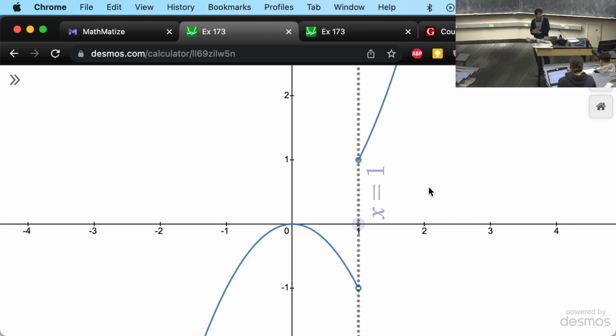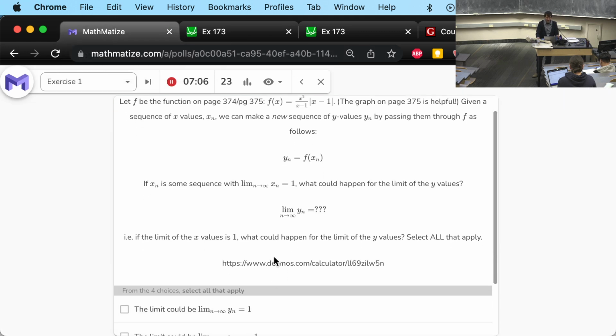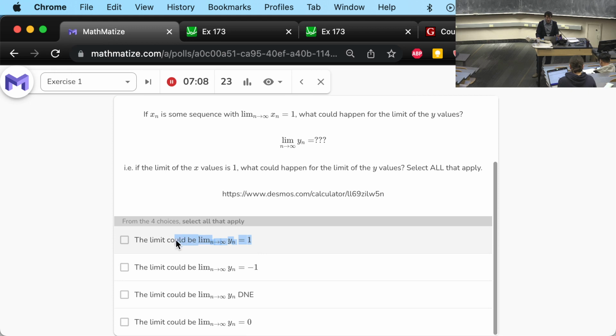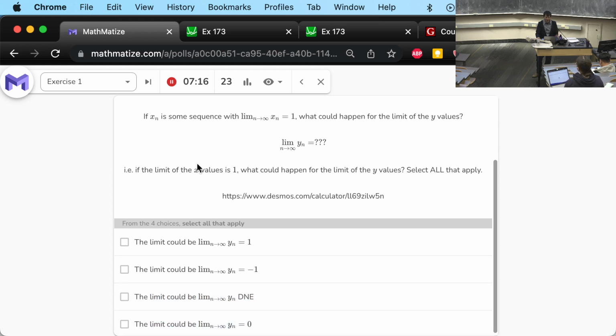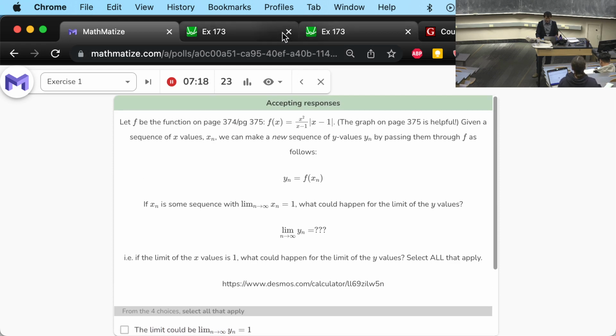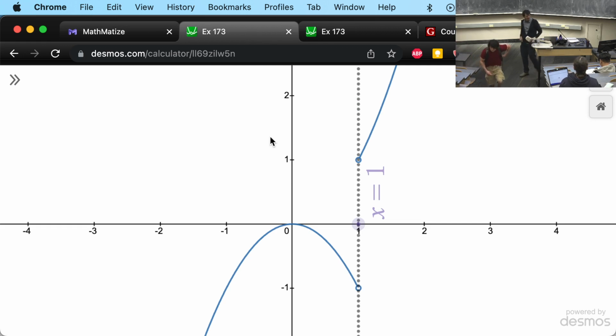We're talking about sequences that get really close to x equals 1. What do the y values do? So when the x values get close to 1, what do the y values do? And in Math 1030, you had a few different options. What could the y values do? Maybe they go to 1. Maybe they go to -1. Maybe they don't exist. Maybe the limit could be 0. Those are the options, and we're going to reveal what they are in a second. But any questions or comments before we get started?